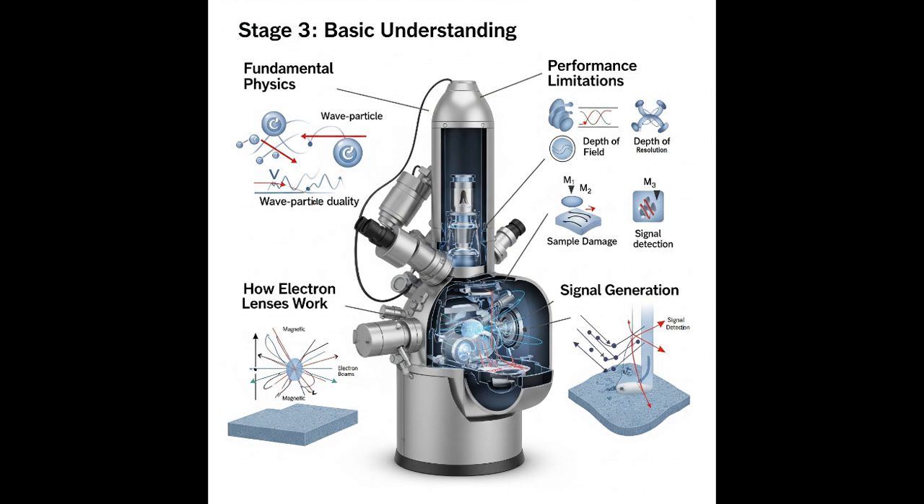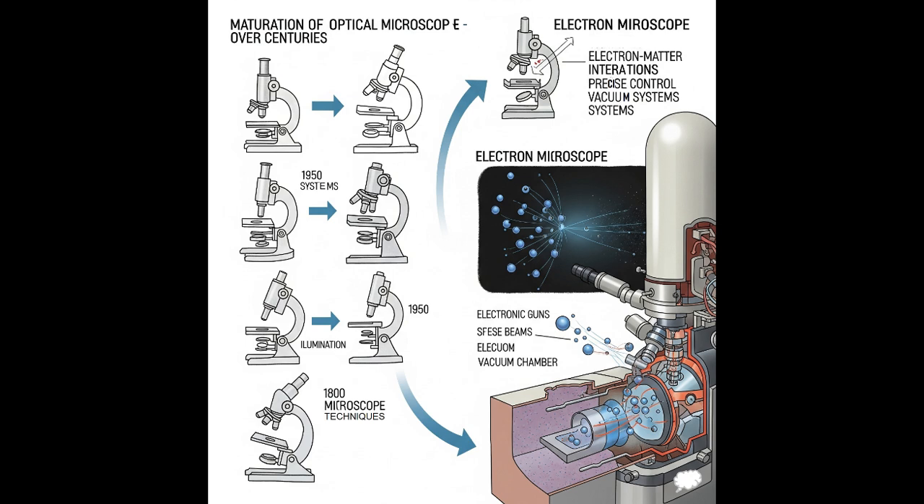Basic understanding, stage 3, refers to grasping the fundamental physics behind the microscope's operation. What limits its performance, how the lenses work, and how the signal is generated. For optical microscopes, this understanding matured over centuries. For electron microscopes, it involved unraveling complex electron-matter interactions and precisely controlling electron beams and vacuum systems.